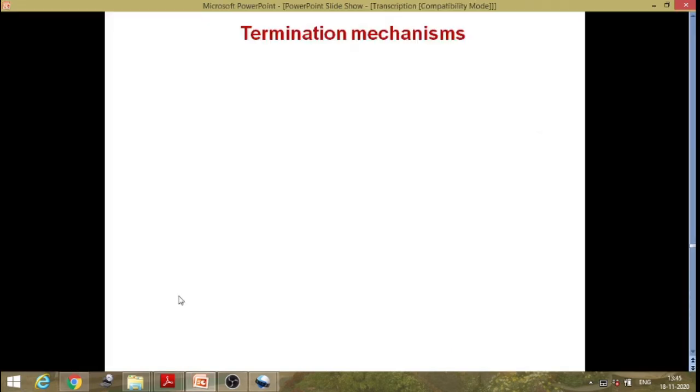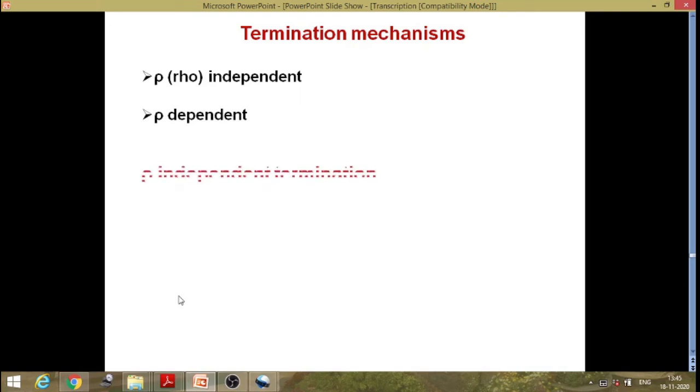Coming over to termination mechanisms. E. coli has two kinds of termination mechanisms. One is rho independent and the other is rho dependent. Rho is a protein having a helicase activity. So I will first discuss the rho independent mechanism.